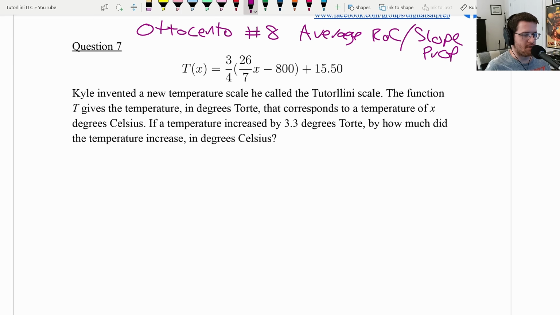Anyway, so first things first, this equation is not given. We're going to need the slope, okay? And you see, we can't really figure out the slope by looking at that. We're going to have to distribute that 3/4. And 3/4 times 26/7. Let's see what that is.